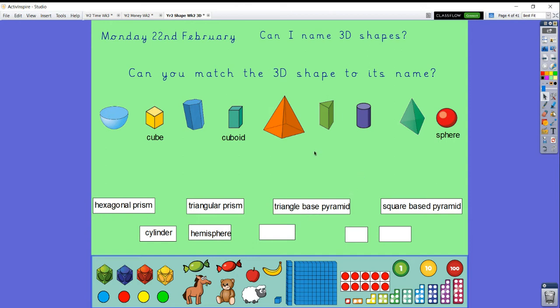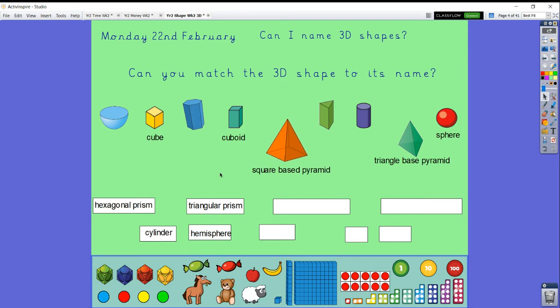So which one has, I've got my pyramids here, and we can see this one has got a square base. So this is our square base pyramid. And this one here has got a triangle base. Okay, I'm just going to move that down there so we've got space. Let's do that. Okay, so what have we got left? We've got a hexagonal prism, a cylinder, a hemisphere, and a triangular prism.